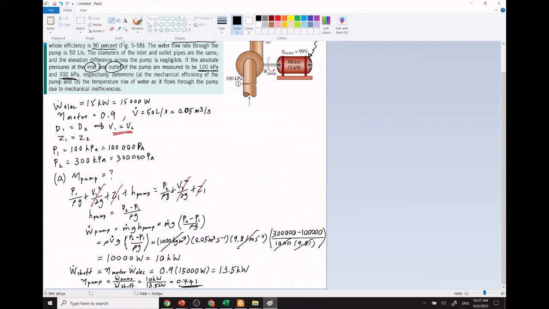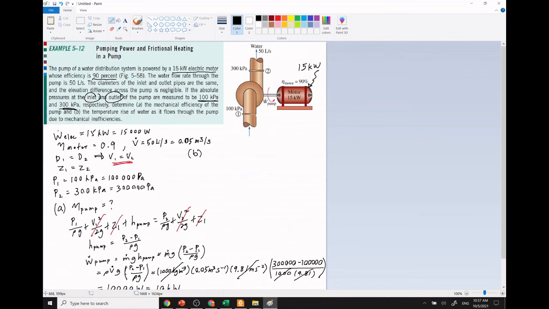Alright, so now we look into question B: determine the temperature rise. Why do we have a temperature rise? It can be due to two reasons. One, if we heat up the water. In this case, do we heat up the water? No, we don't. Second, due to unwanted heat rise caused by friction. In this case, there is definitely a loss of energy, which is most likely lost in the form of heat.